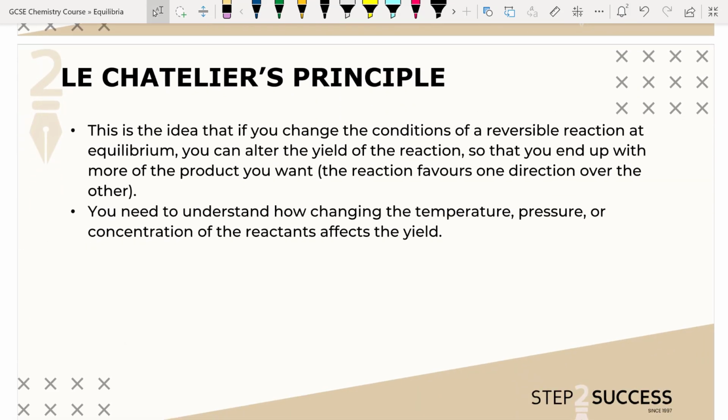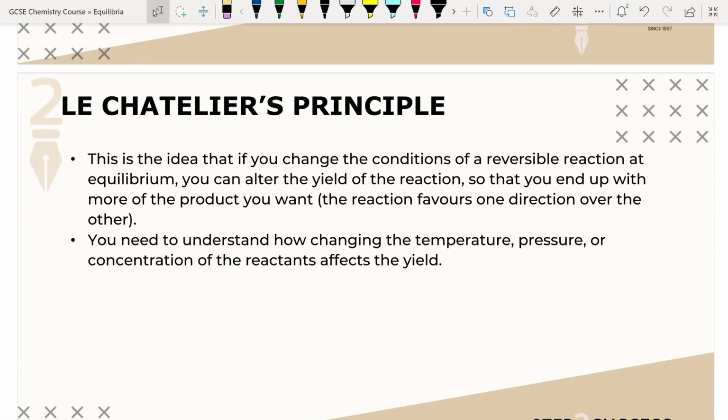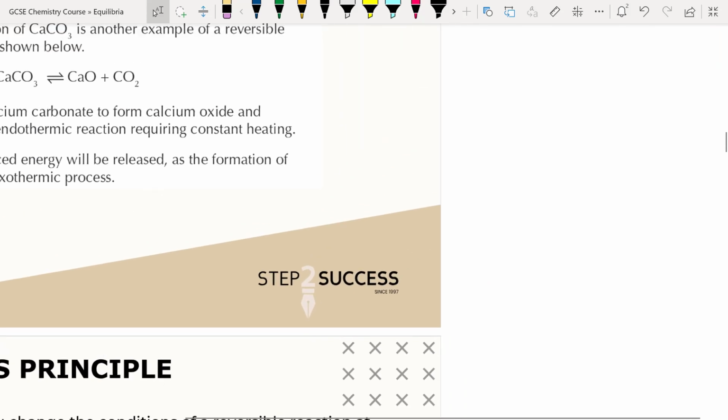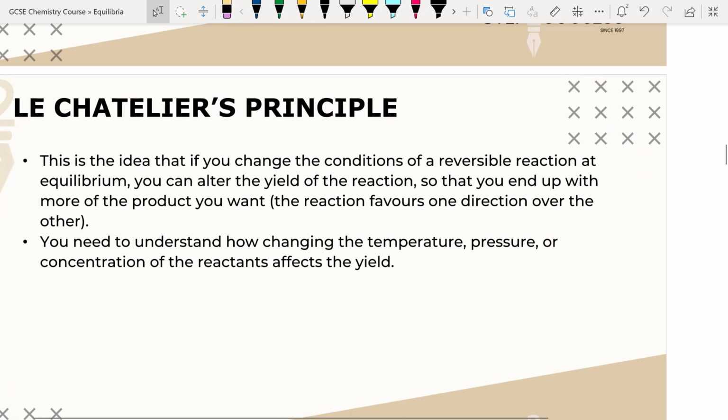Now, the most important part of this topic is this principle. Le Chatelier's principle is the idea that if you change the conditions of a reversible reaction that's at equilibrium, you can alter the yield. The yield is the amount of products or reactants that we use. So we can change the yield so that you end up with more of the products that you want. In most chemical reactions, we want a particular product. That's why we're doing it.